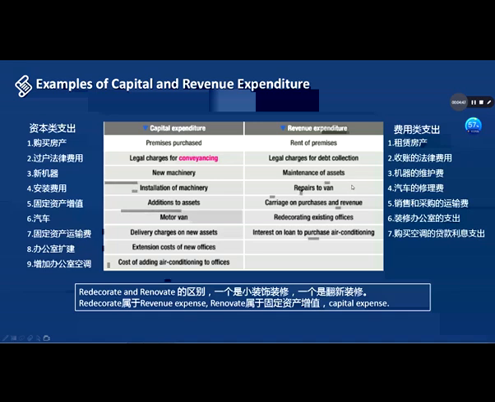So from these examples, we can tell the differences between capital expenditure and revenue expenditure. There is one sentence to summarize: capital expenditure is when we create or add value to a non-current asset, and this kind of expenditure we recognize as capital expenditure. And other day-to-day business running expenditures we call revenue expenditure. So those are two different expenditures.